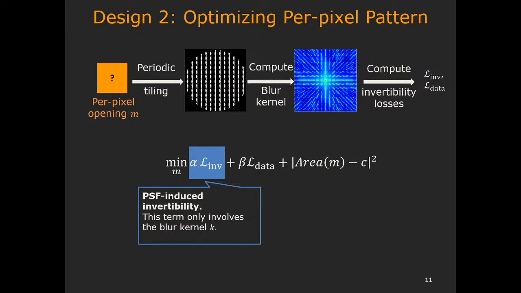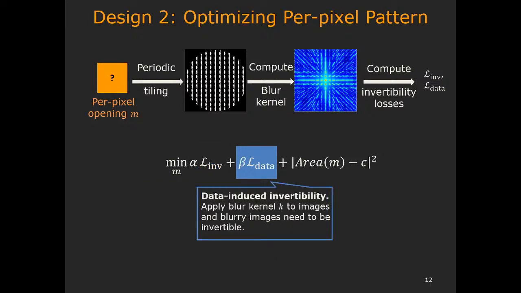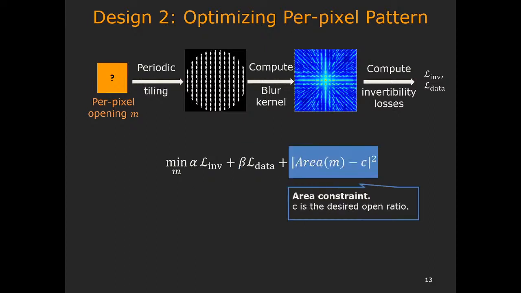The first term is PSF-induced invertibility. This term only involves the blur kernel K. The second term is data-induced invertibility. We apply blur kernel to images, and blurry images need to be invertible. The third term is area constraint. C is the desired opening ratio. We need to guarantee that there are enough closed space to place RGB subpixels and circuits.